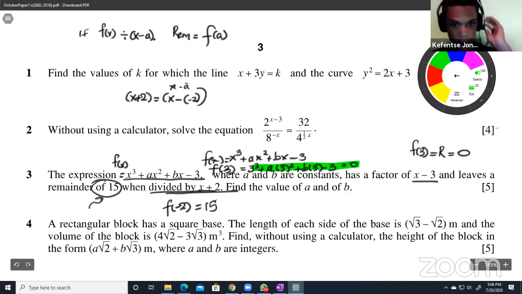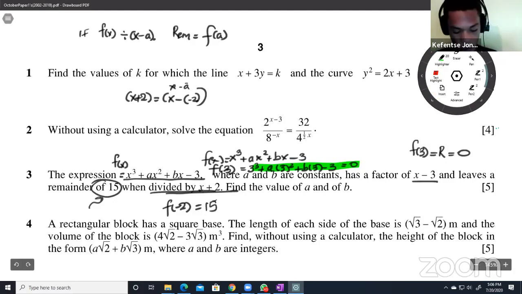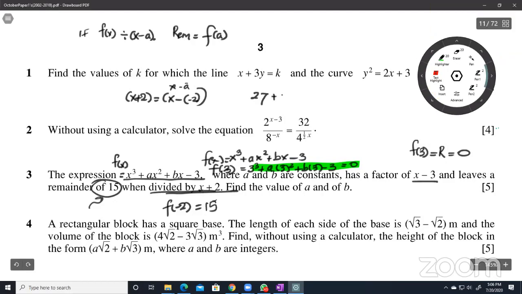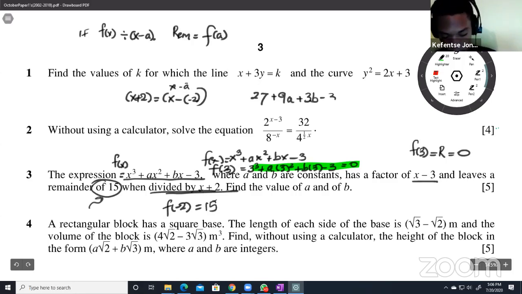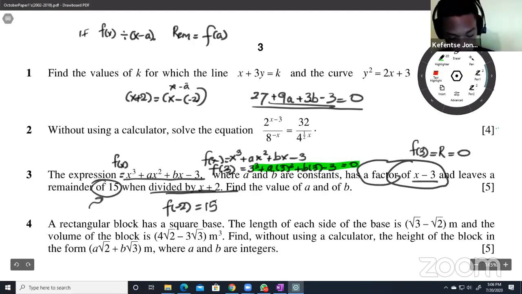3 cubed is what? 27. Yes, so I get 27. 3 squared is 9, plus 9a, plus 3b, minus 3 is equal to 0. You got that from this first condition where x minus 3 is a factor.